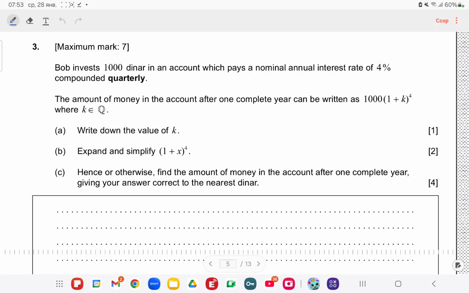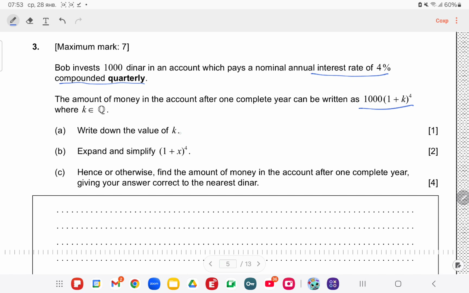Hello, we continue. Consider past paper AASL 2025, question number 3, 7 marks. Let's make a short overview of what's given in this question. First of all, it is 7 marks and it says compounded quarterly, so it's something about compound interest, right? And then something with binomial expansion as well. Let's read carefully.